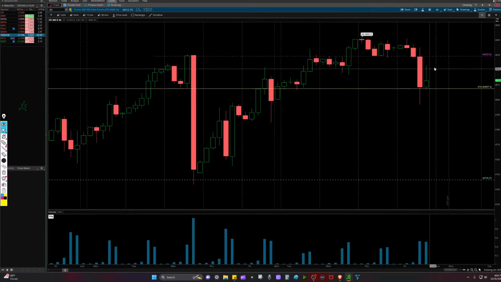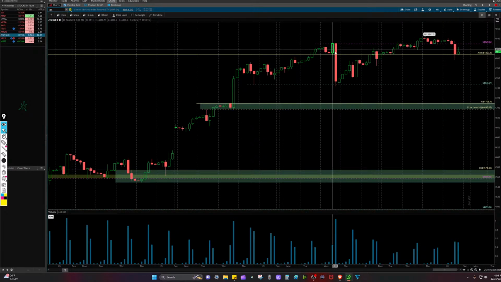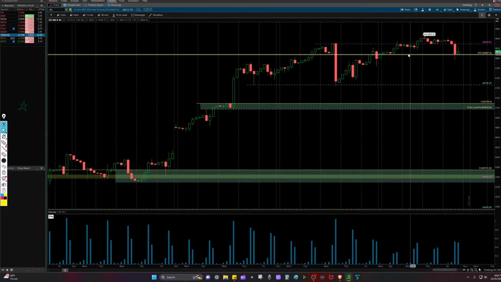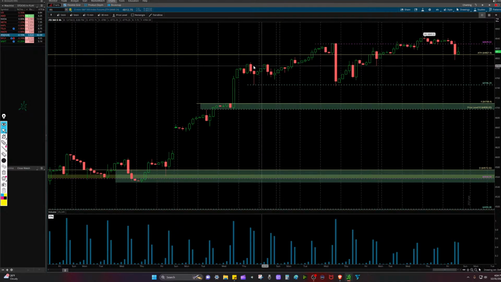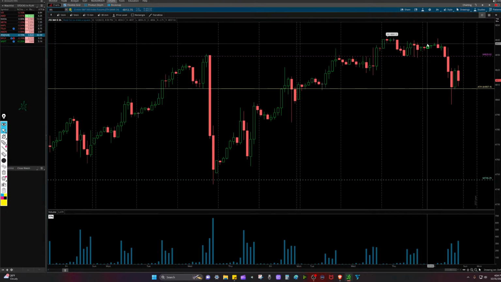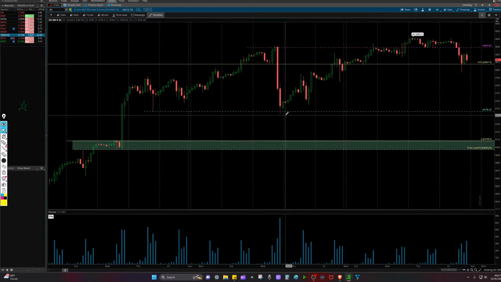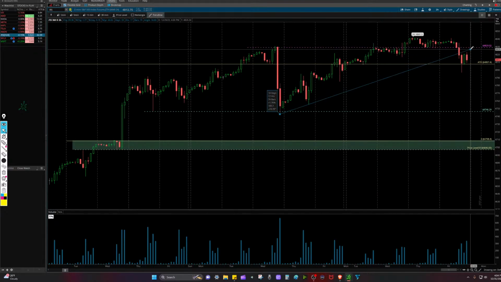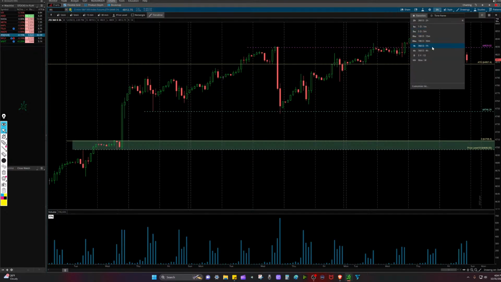So let's go to 4 hour. What I'm looking at right now is some valid support or resistance, or valid demand zones or supply zones. 4 hour I don't see much. 2 hours, let's see, nothing. 2 hours not much happening.